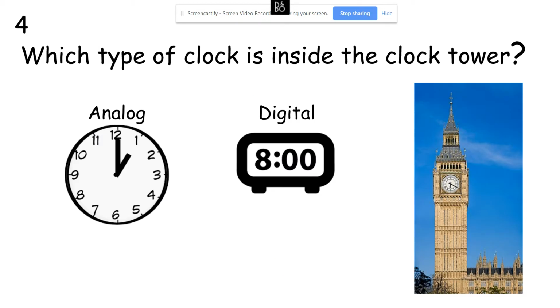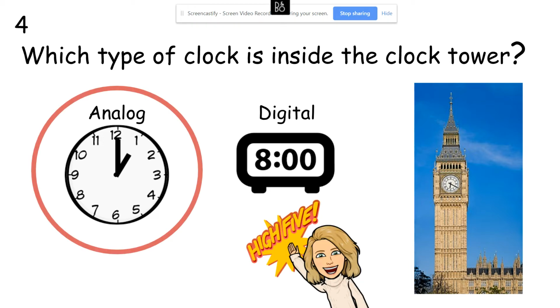Which type of clock is inside the clock tower? This one may be a little tricky because I don't see any numbers on that clock tower. You are amazing! The clock inside the clock tower is an analog clock. Great job!